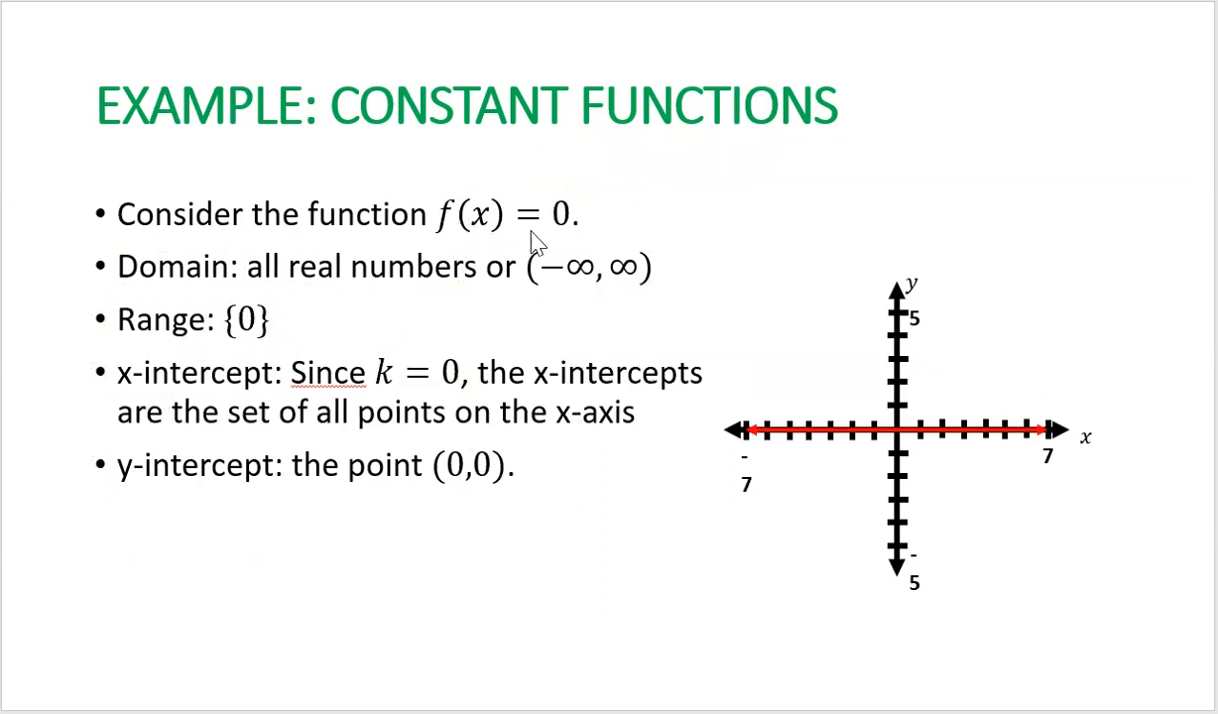Now, if the function is f of x equals 0, this means that k is equal to 0. So again, its domain is still the set of all real numbers, from negative infinity to positive infinity. Its range is the set that contains the value of k, which is 0. And since the graph of a constant function where k equals 0 is a line that overlaps with the x-axis, then that means the set of all points on the x-axis are the x-intercepts. And then the y-intercept is the point 0 comma 0.